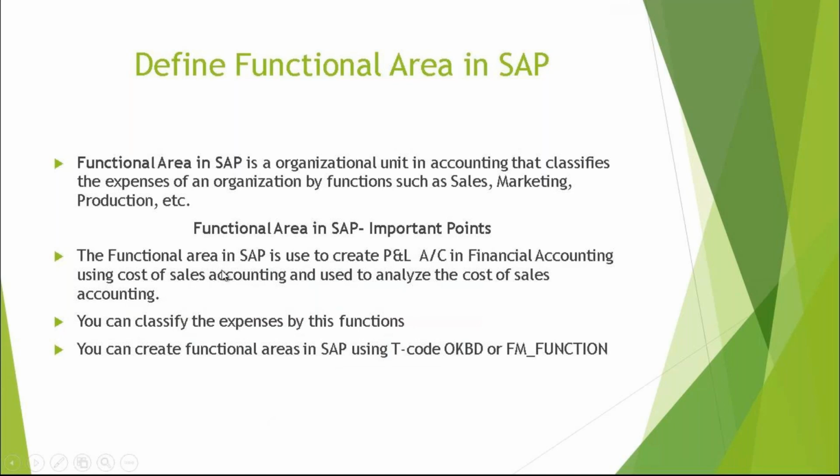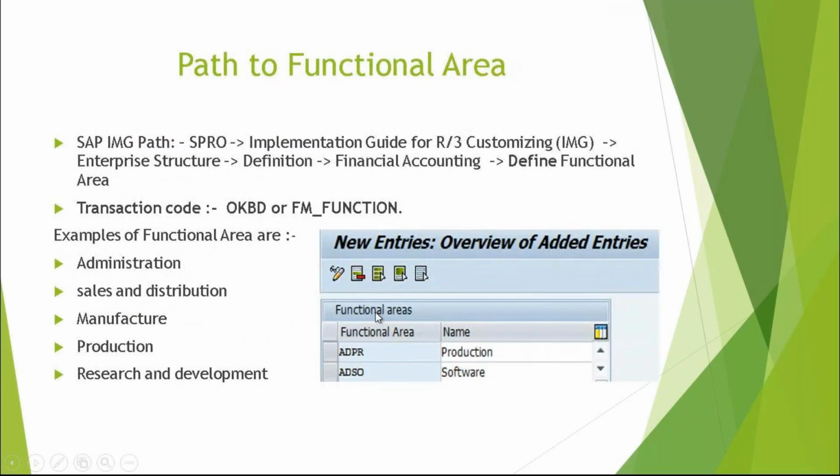So if I select that functional area, whatever I will be creating, that particular transaction represents that area. So you can classify the expenses by this function. You can create a functional area in SAP by using a particular T code. OKBD is nothing but a T code, or else if you type FM underscore FUNCTION in capitals, it will also become a T code. So this is the path.